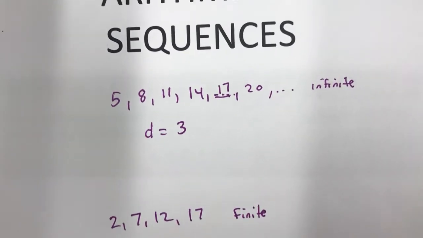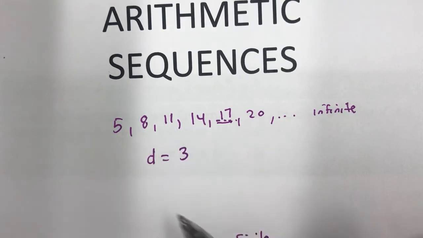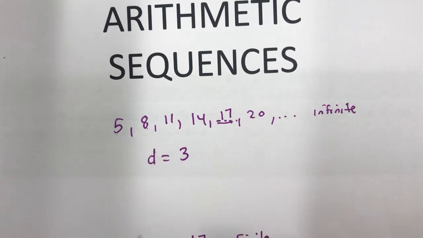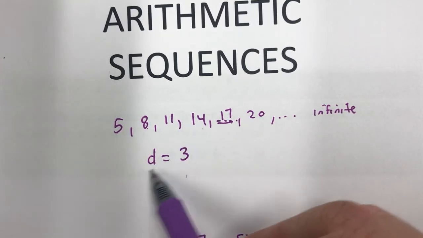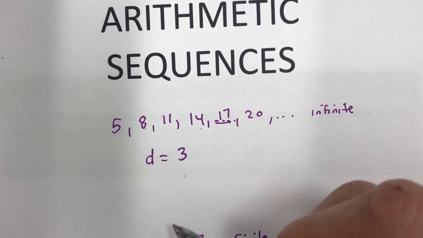Okay? Anyways, I was saying up here, in this sequence, D would be 3 because it's the common difference. All you can do here is do the second one minus the first one. 8 minus 5 is 3. 11 minus 8 is 3. 14 minus 11 is 3. The common difference is 3. The second one minus the first one.